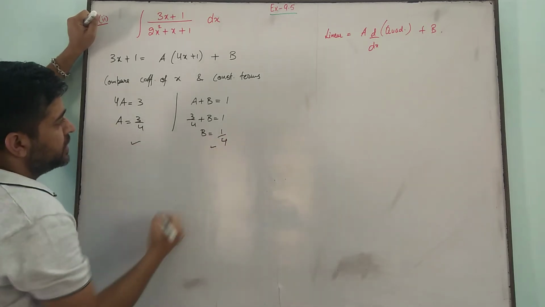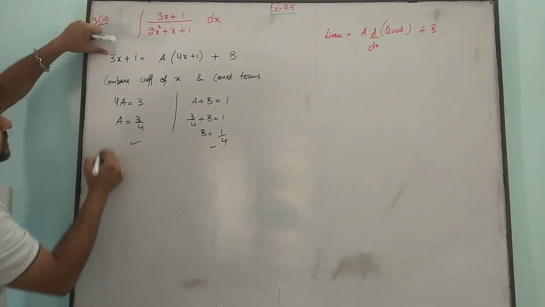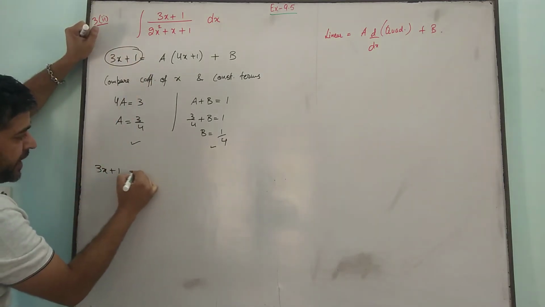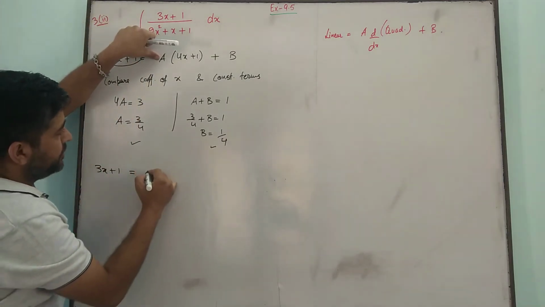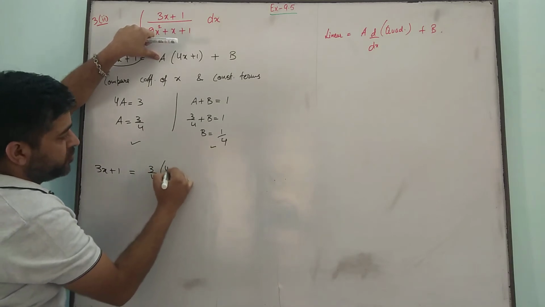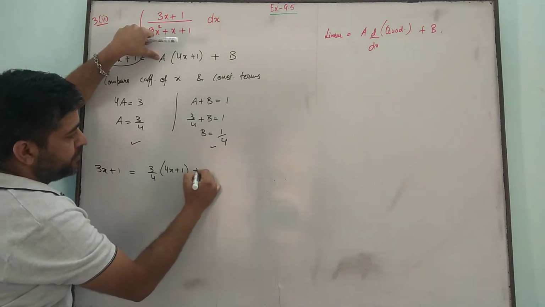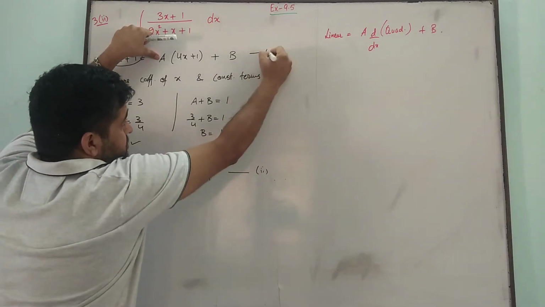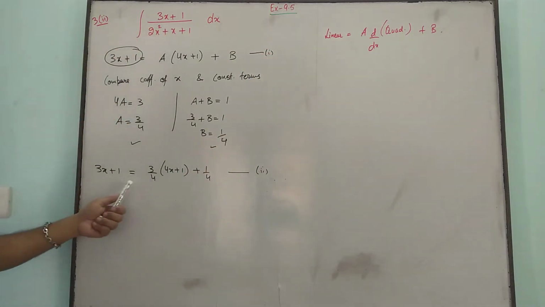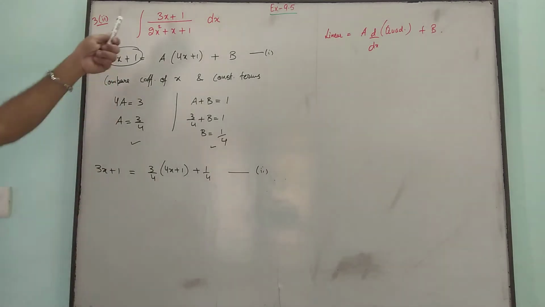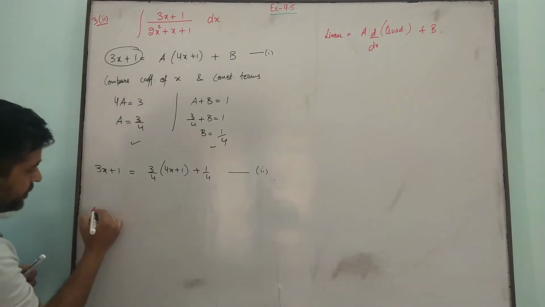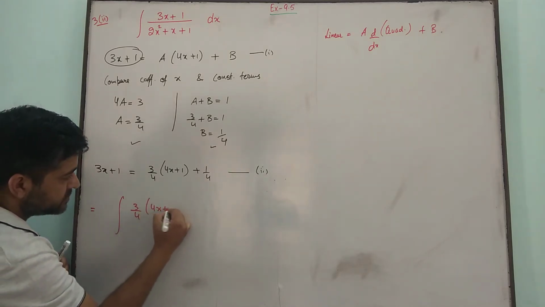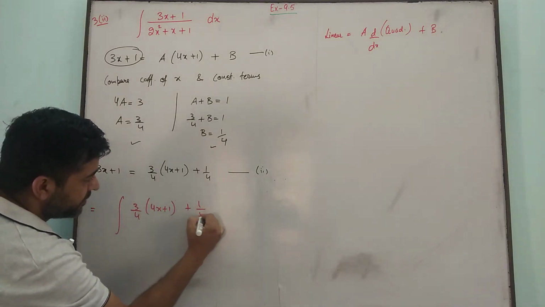1 by 4. And then this 3x plus 1 can be written as a into 4x plus 1 plus b. This is the thing. So the numerator can be written like this. Now your question changes to 3 by 4 into (4x plus 1) plus 1 by 4.